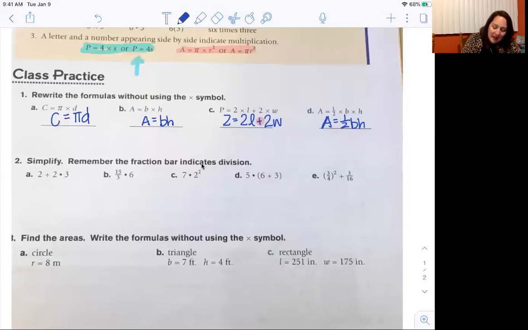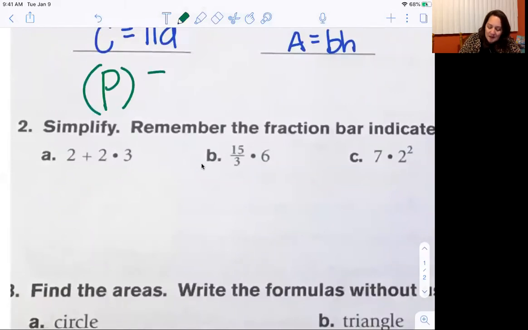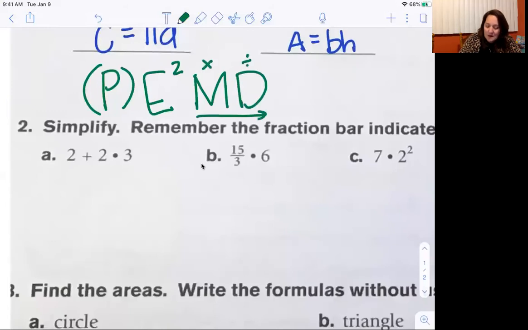Let's look at 2A. It says simplify. So we have in PEMDAS, remember, we do parentheses first, then exponents, then multiplication and division in the order they appear. So if division comes before multiplication, then of course we're going to do that first. And then addition and subtraction in the order they appear, left to right. So if subtraction comes before addition, then we're going to do that first.